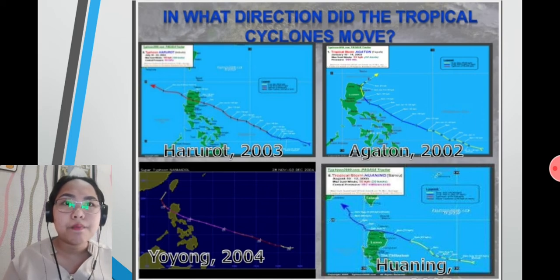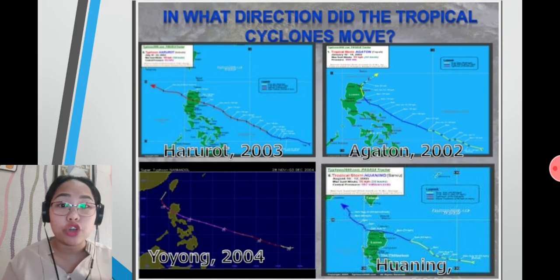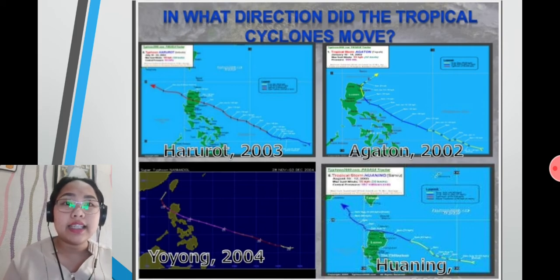Next, we have here Bagyong Yoyong. Bagyong Yoyong in 2004 started before entering the PAR and crossed Luzon, then went outside the PAR but changed its wind blowing to the southern part of Taiwan. So, the southern part of Taiwan is where Bagyong Yoyong ends. And lastly, we have Bagyong Waning in 2005. It formed inside the PAR and ended at the southern part of China.